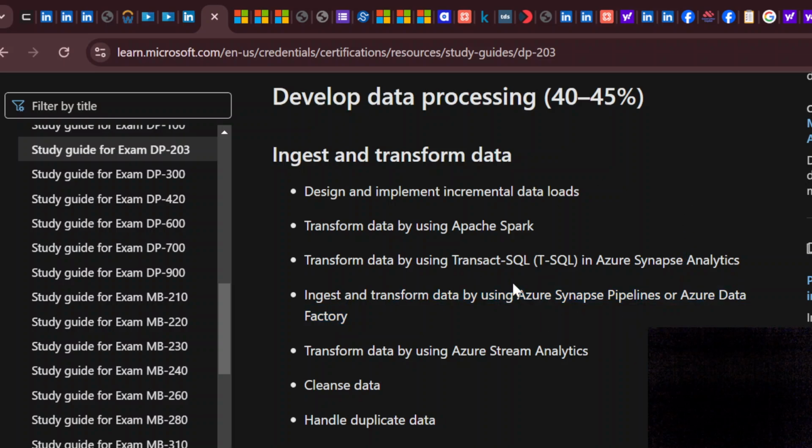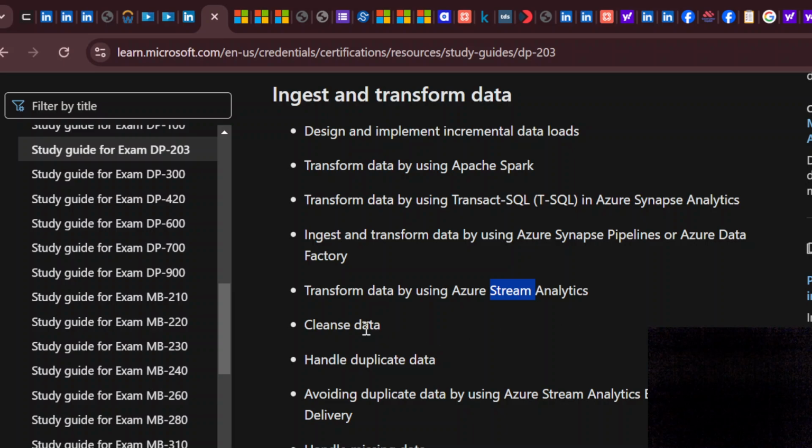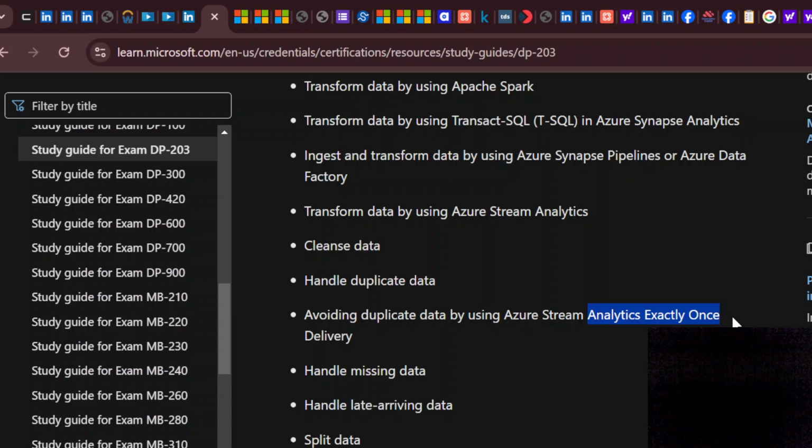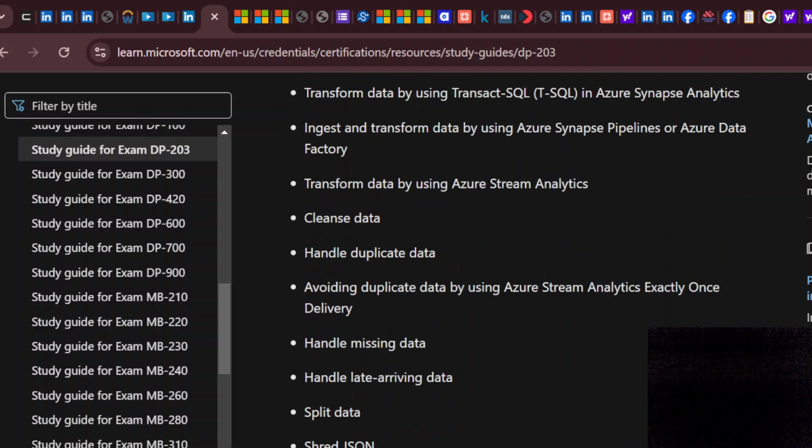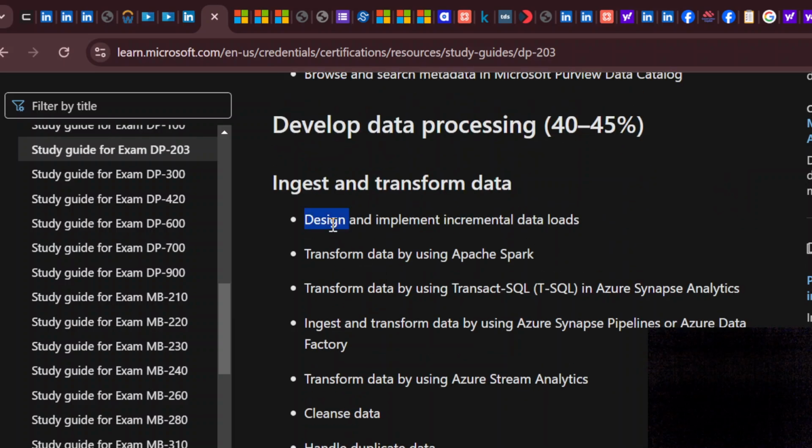Ingest and transform data by using Azure Synapse Pipeline or Azure Data Factory. Transform data by using Azure Stream Analytics, IoT. Cleanse data, handle duplicate data, avoid duplicates using exactly once delivery, handle missing data, handle late arriving dimensions, split data, shred JSON, encode and decode data, configure error handling for a transformation, normalize, denormalize, perform exploratory data analysis. So ingestion and transformation of the data.